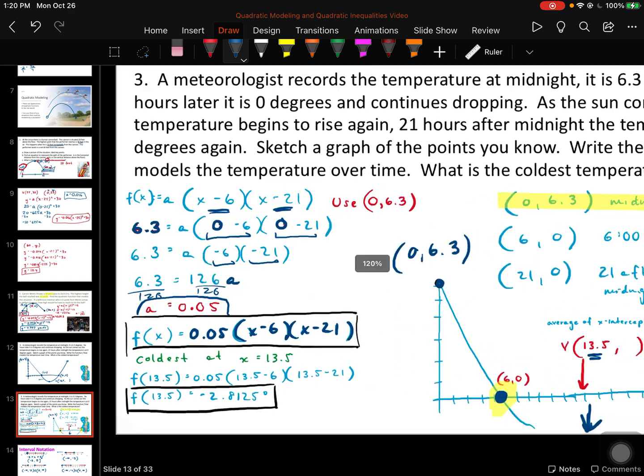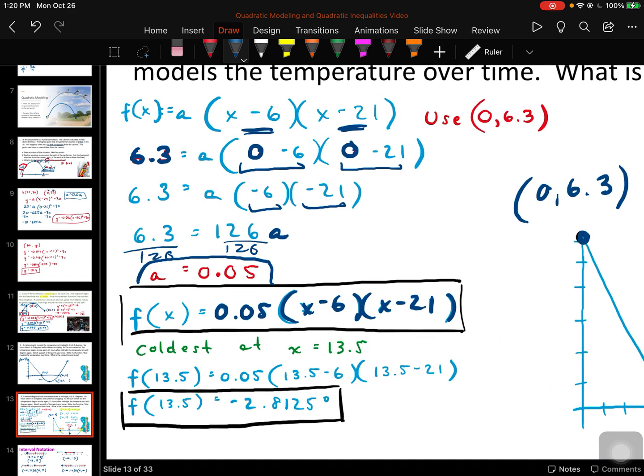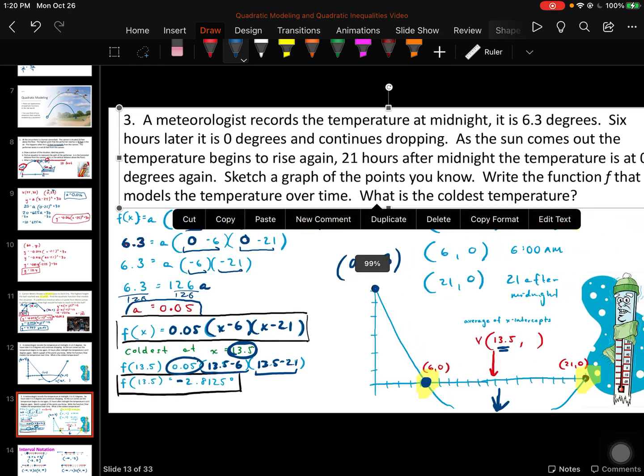So to get the vertex, we know the x value. So we plug in 13.5. We got that from averaging the x-intercepts. We plug in 13.5 for x. And then we solve. 13.5 minus 6 times 13.5 minus 21 times 0.05, and I got negative 2.8125 degrees as the coldest temperature.